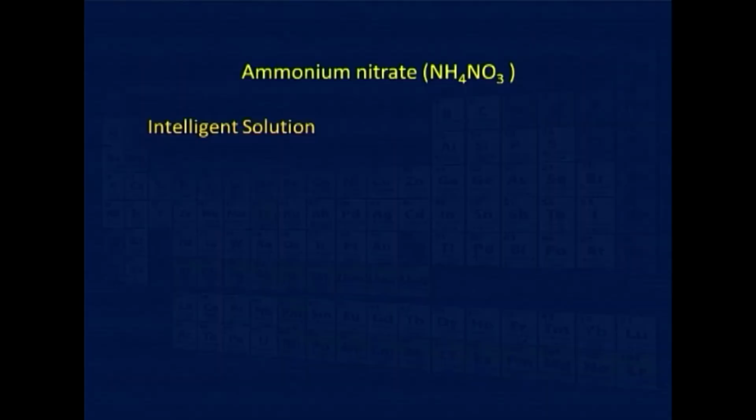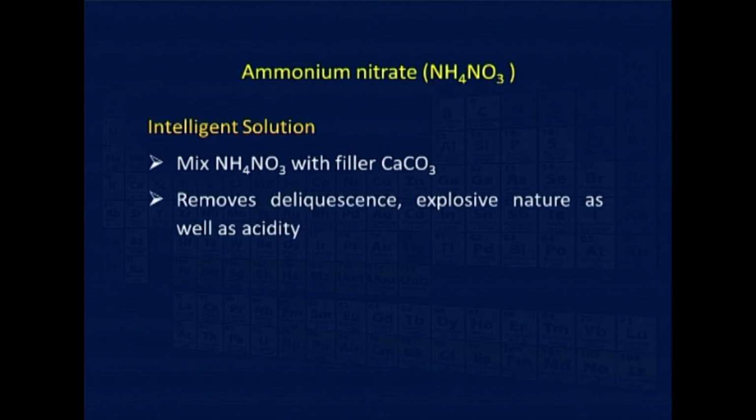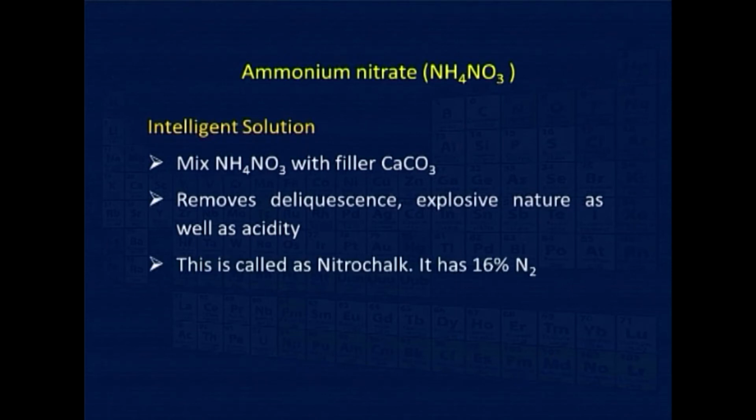So, what will be the intelligent solution for this? Mix ammonium nitrate with some kind of filler such as calcium carbonate. Now, when you mix calcium carbonate with ammonium nitrate, it not only removes the deliquescent property of ammonium nitrate, but it is also reducing its explosive nature and the acidity level for the soil. This is called nitro chalk. It has a slightly lower percentage of nitrogen, about 16%.